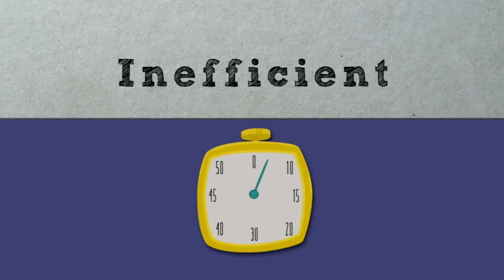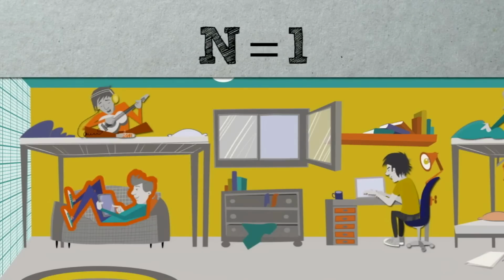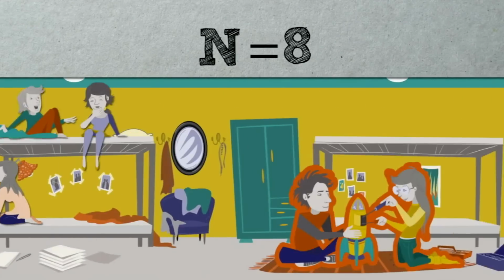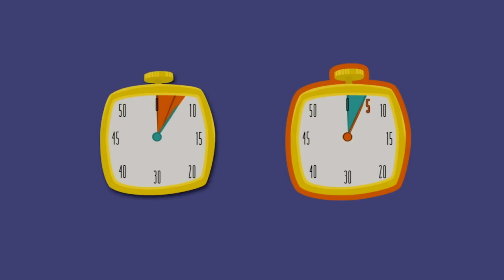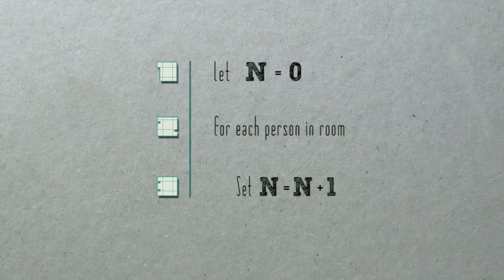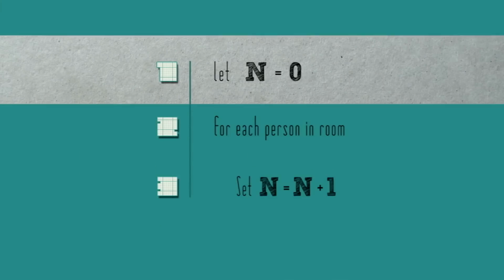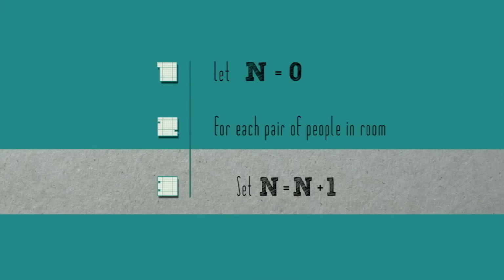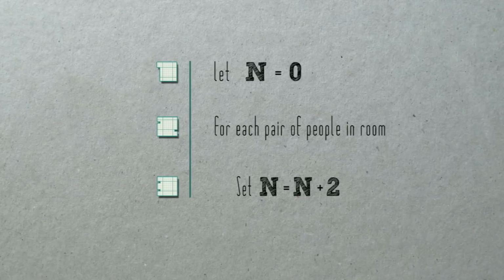Why not count 2 people at a time? Instead of counting 1, 2, 3, 4, 5, 6, 7, 8, and so forth, why not count 2, 4, 6, 8, and so on? It even sounds faster, and it surely is. Let's express this optimization in pseudocode. Let n equal 0. For each pair of people in room, set n equal to n plus 2. Pretty simple change, right? Rather than count people one at a time, we instead count them 2 at a time. This algorithm's just twice as fast as the last.